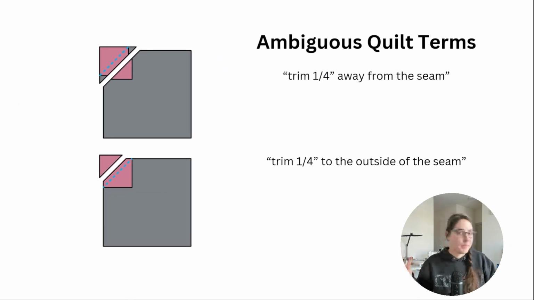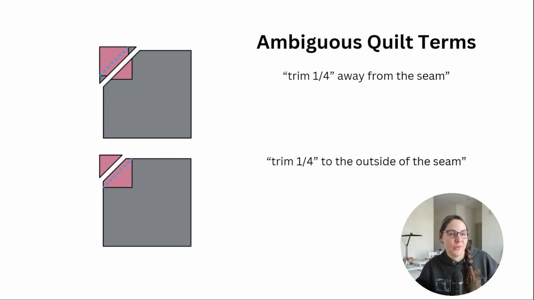And again, this kind of comes into play when we're talking about a stitch and flip corner. A lot of times I'll see trim a 1/4 inch away from the seam. Well, you've got a seam and you've got two sides to it, right? Because we sewed a whole square on there. And so you could trim a 1/4 inch on the outside, or you could trim a 1/4 inch away from the seam on the inside. Which one are we talking about?